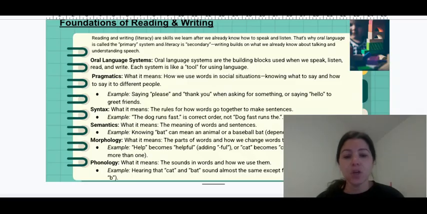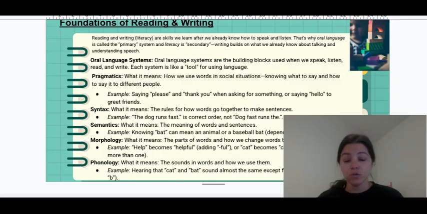understanding speech. So when we think about the oral language systems, we're thinking about those building blocks that we use when we speak, when we listen, when we read, when we write. Each system is essential. Each system is like a tool for using language. So we have pragmatics. Pragmatics is referring to how we use words in social situations, knowing when to say, knowing what to say and how to say it to different people. An example could be saying please and thank you, saying hello when we greet friends, or saying goodbye, thinking of those social situations.